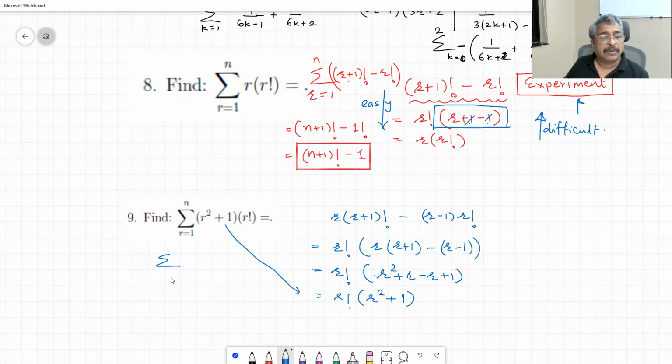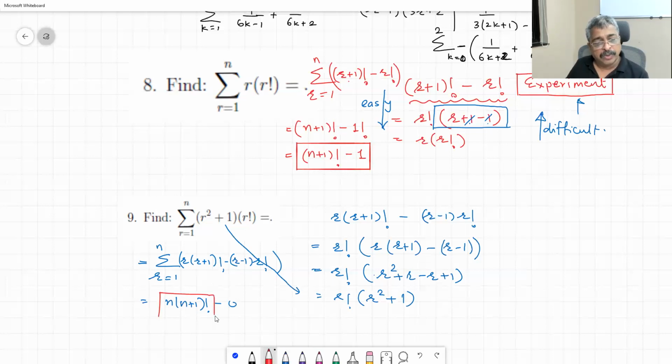Sigma r goes from 1 to n, r into (r plus 1) factorial minus (r minus 1) into r factorial. This is our telescope, which is equal to, put the bigger term n, so n into (n plus 1) factorial minus, the moment you put r here, it becomes 0 into 1 factorial, which is 0, and therefore your answer is n into (n plus 1) factorial.